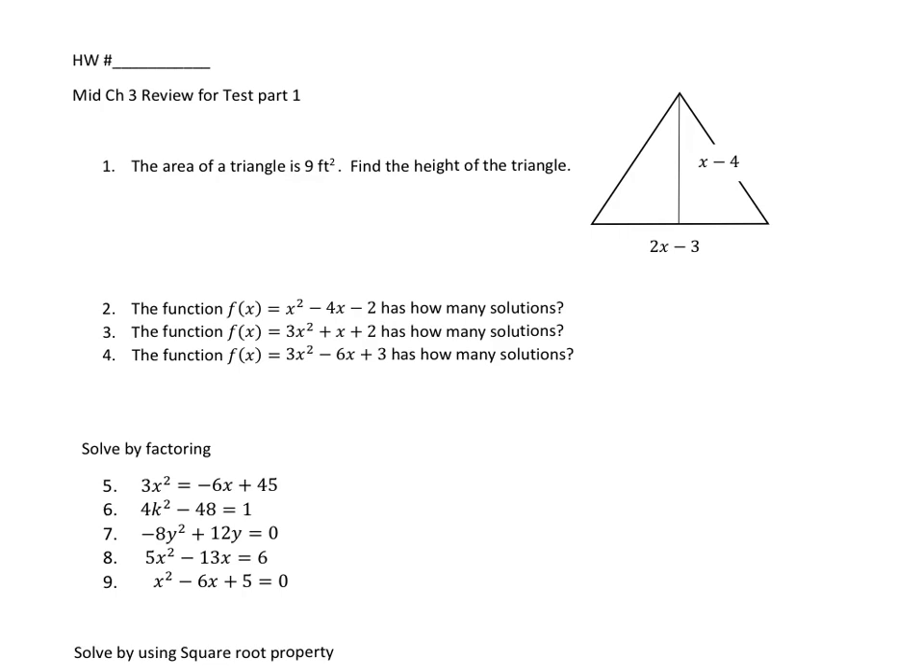All right, so this is a video for the first test for chapter 3. There's no part 1 and part 2, but the solving equations. The area of a right triangle is 9 feet. Find the height of the triangle.